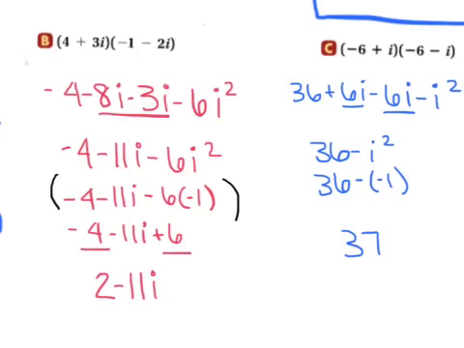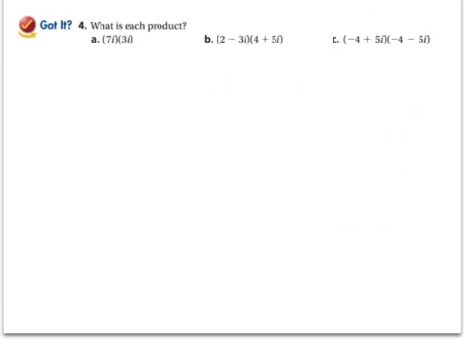And let's do some more multiplying. Yeah, this is as hard as it gets. 7 times 3 is 21. i times i is i squared. What's your final answer? That's right.